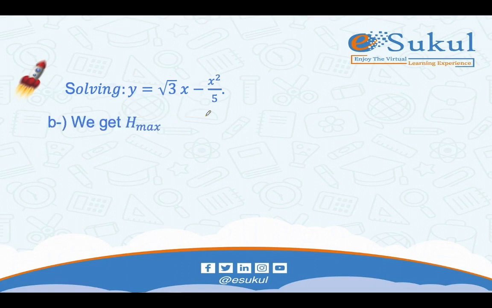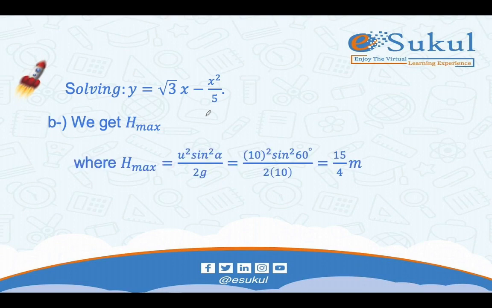In B, we get the maximum height attained by P above the horizontal plane through O. So we remind ourselves that the maximum height is u squared sine squared alpha on 2g. With our found values for alpha and u, by simplification, our maximum height is 15 on 4 meters. And lastly, we get the distance of P from O when t equals 2 seconds.